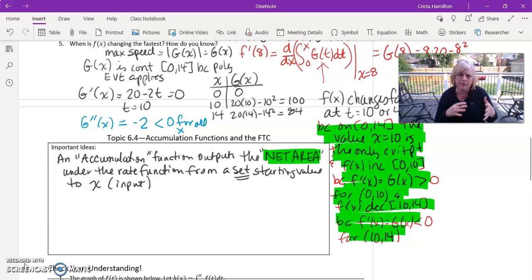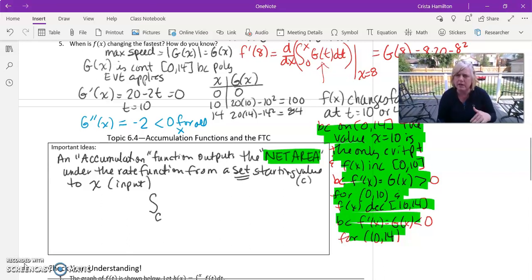So as we're taking a look at this, I'm going to start using, instead of the g and the f of x that we were using in the previous example, a net area function that is going to go from a starting value c. So I'm going to come over here and just call it c.